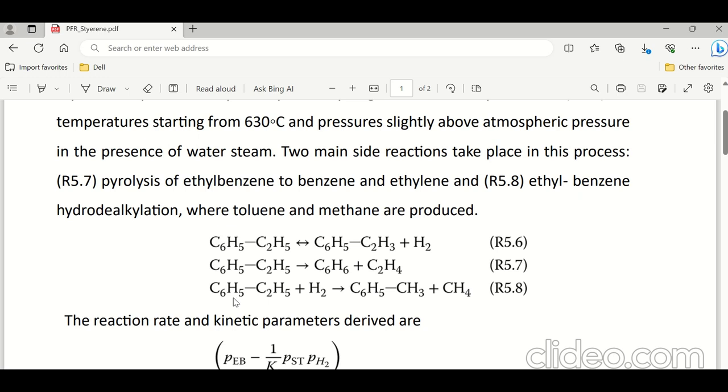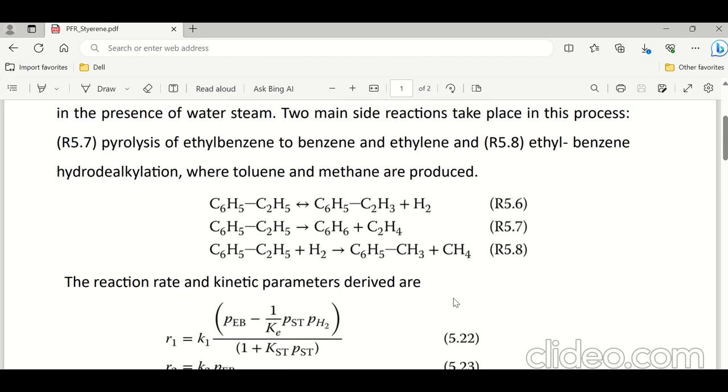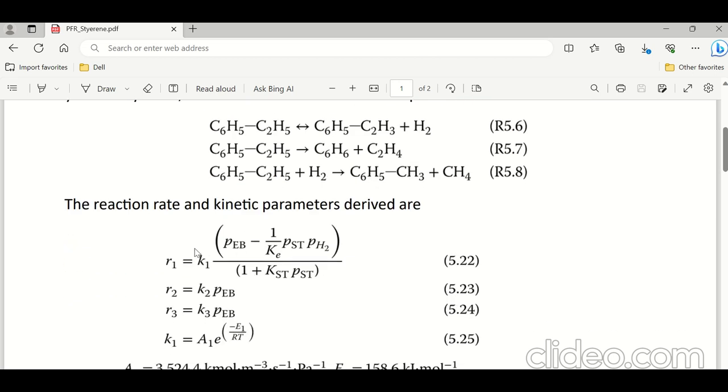And in another reaction, ethyl-benzene reacts with the hydrogen which was produced by the first reaction. The products of this reaction, where ethyl benzene reacts with hydrogen, are toluene and methane gas. So these are the rate equations of the above reactions.